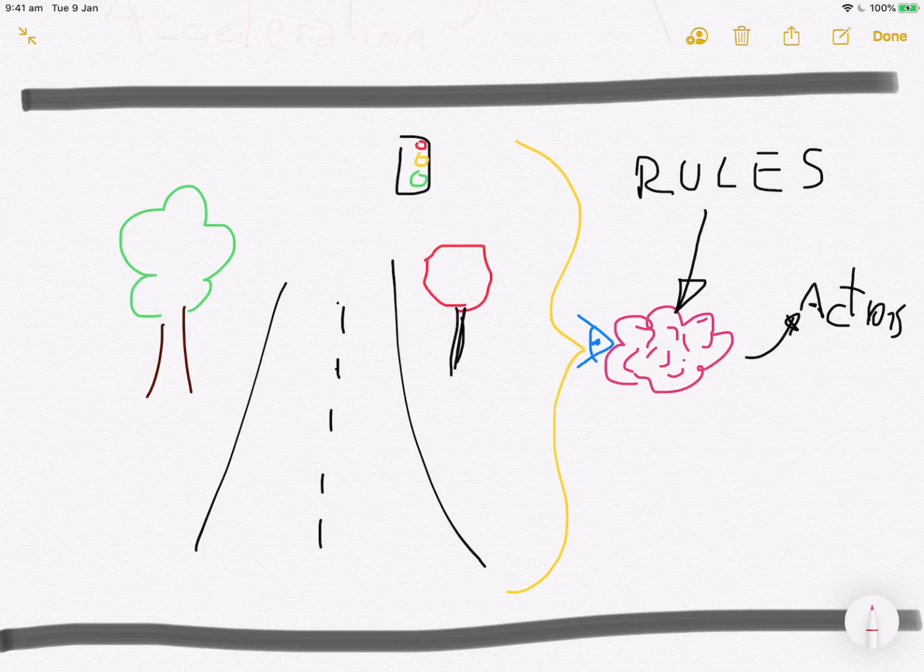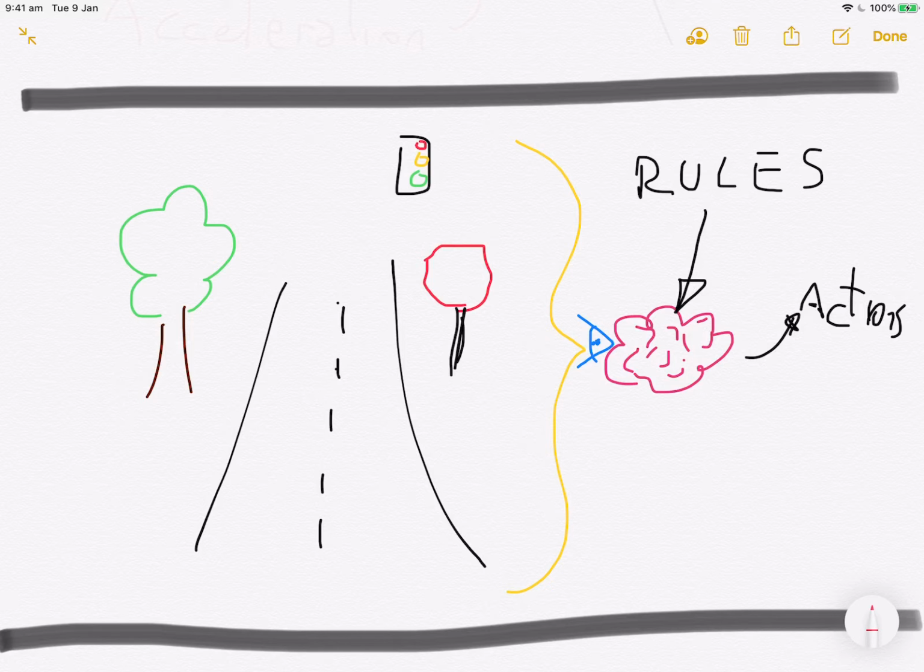But of course, to do that, we need to know the rules, but we also need to be able to see the context and know what's around us. We need to be able to recognize the road, where the lanes are, if there's a stop sign, if there's a traffic light, all the things that are around us. We need to be able to recognize that.